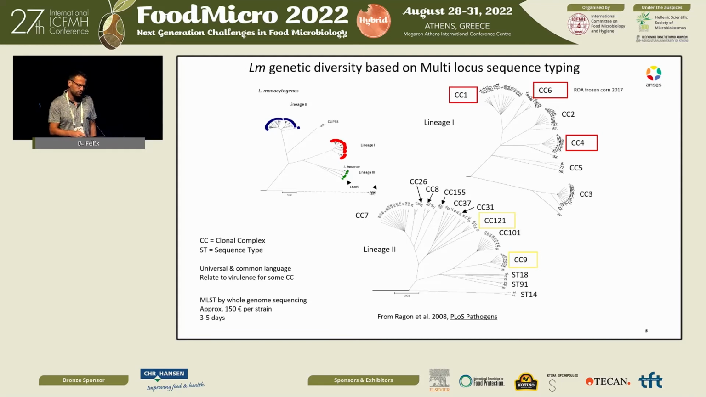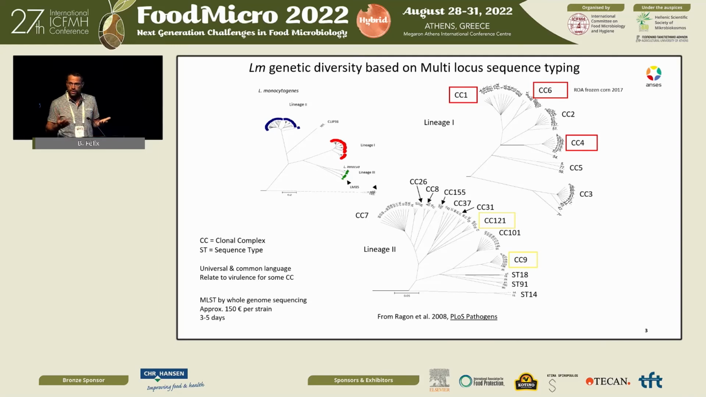You can see in the tree on the left side the phylogenetic structure of the Listeria population according to MLST nomenclature. So basically there are two lineages, lineage 1 and 2, that are the major lineages circulating in food and human cases. And you can see on the right side a zoom on lineage 1 and lineage 2.